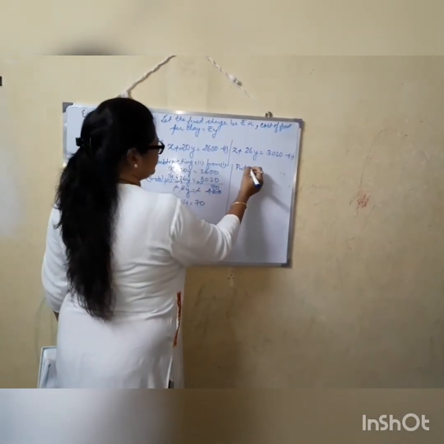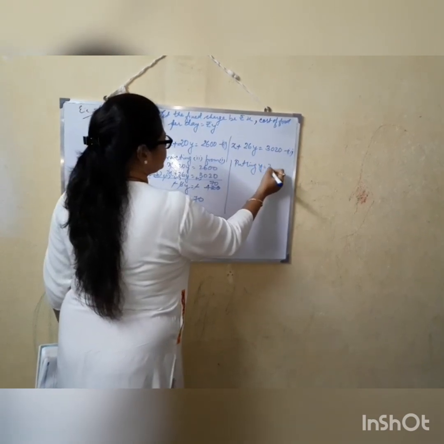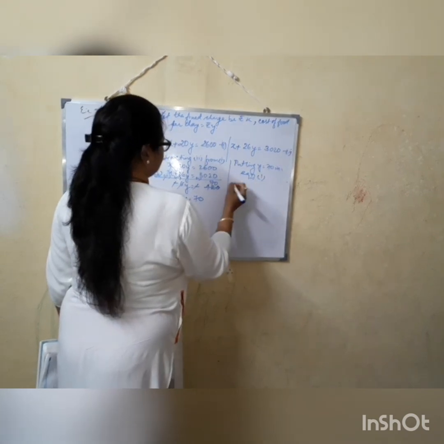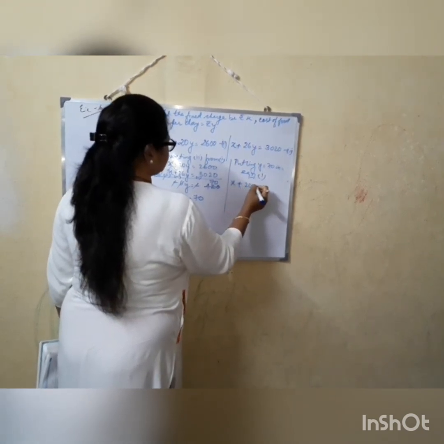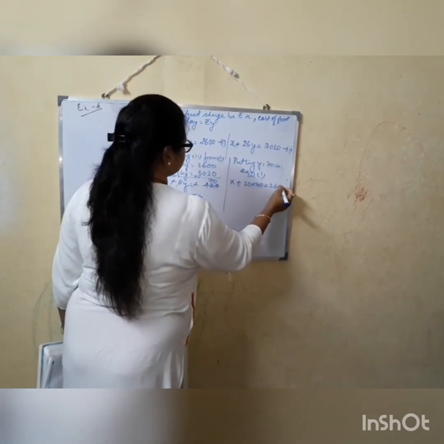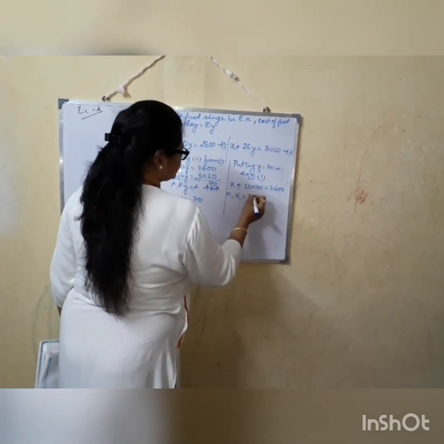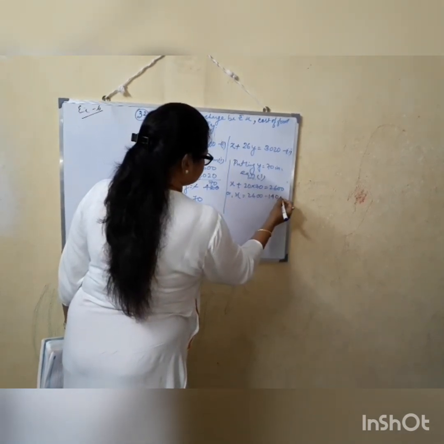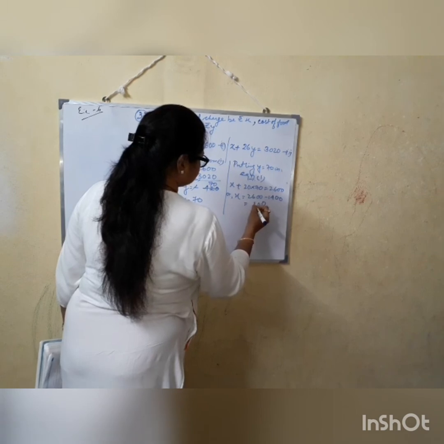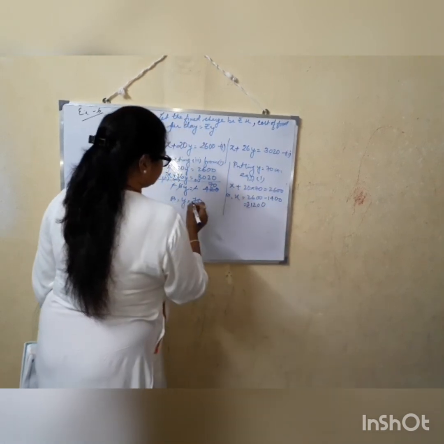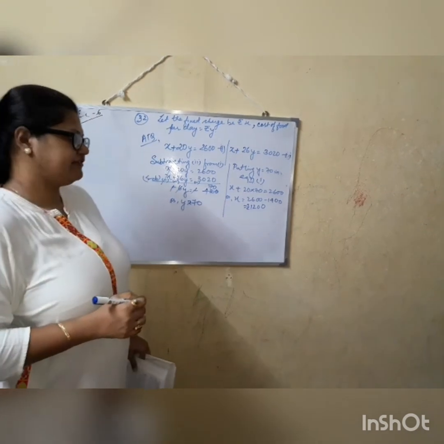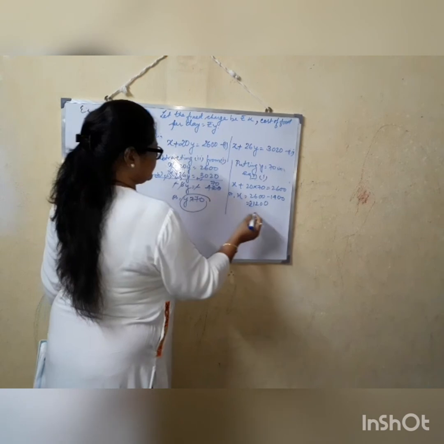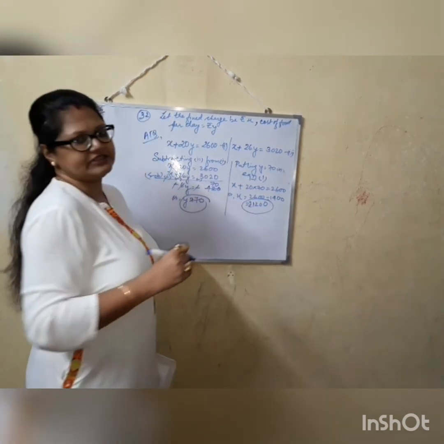Now putting y equal to 70, I am putting it in equation 1. X plus 20 into 70 equal to 2600, or x equal to 2600 minus 1400. So x equal to rupees 1200. So the fixed charge is rupees 1200 and the cost of food per day is rupees 70.